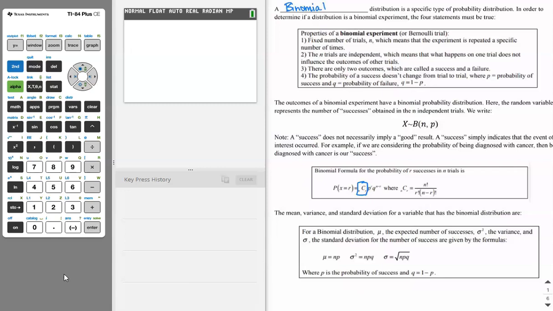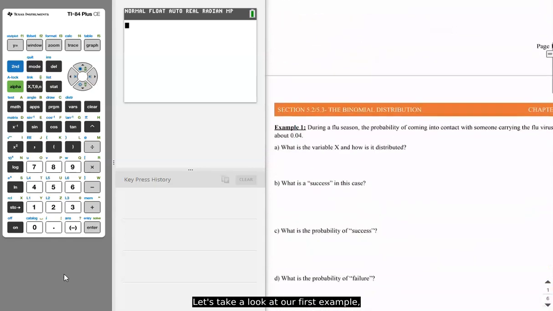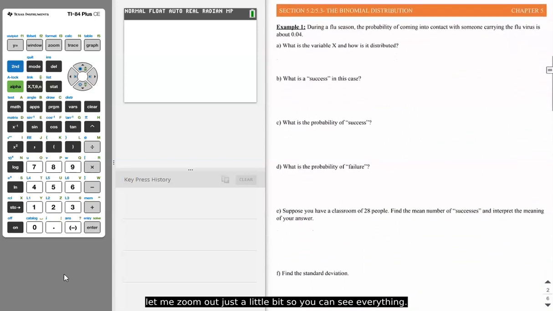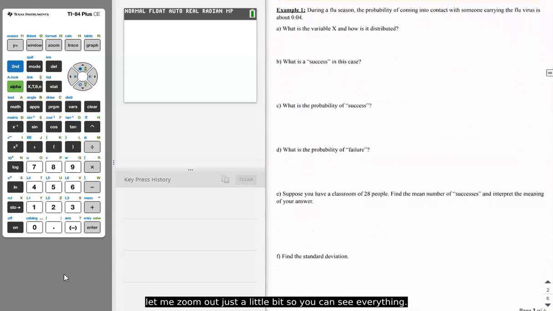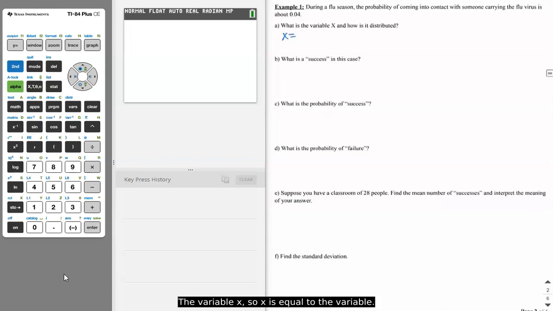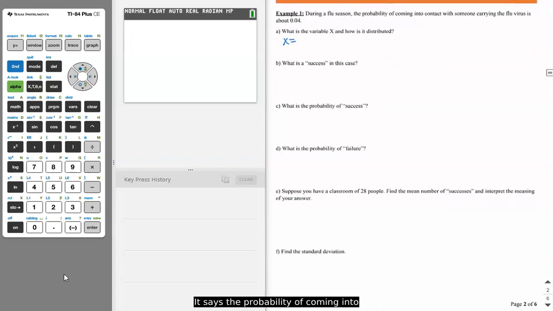All right, so let's take a look at our first example. Let me zoom out just a little bit so you can see everything. Okay, so example 1 says, during a flu season, the probability of coming into contact with someone carrying the flu virus is about 0.04. It asks, what is the variable x and how is it distributed? So x is equal to the variable, the probability of coming into contact with someone carrying the flu virus.